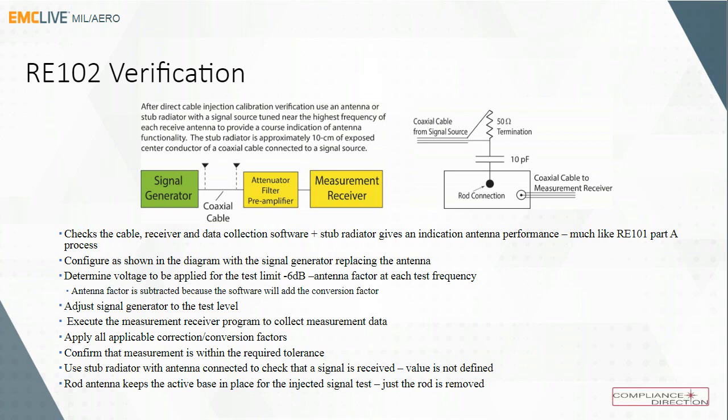Now on the rod antenna, we do another thing because it has an active element in the base, the amplifier, preamp, and the filters. So we connect a signal generator at several frequencies for the rod antenna, a little bit more frequency checks than the others. And we generate a signal and remove the actual physical rod and inject it through a 10 picofarad capacitor to where the rod would normally be connected. We account for those losses.